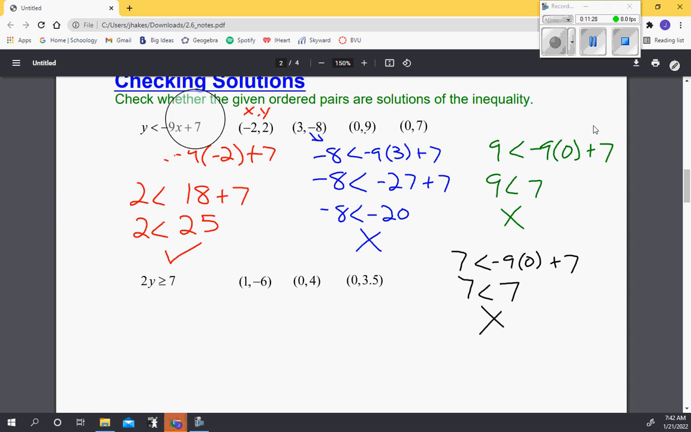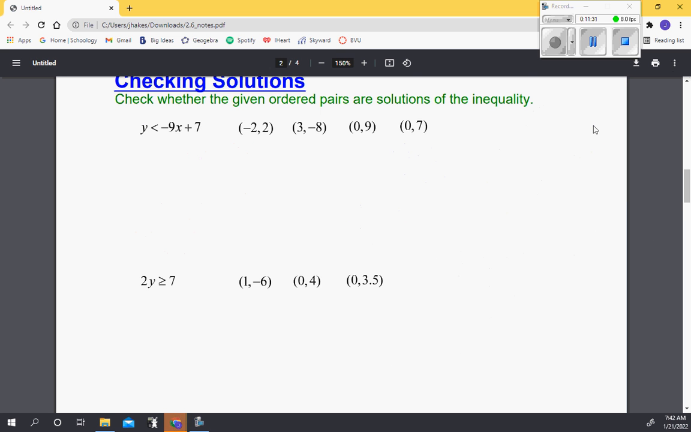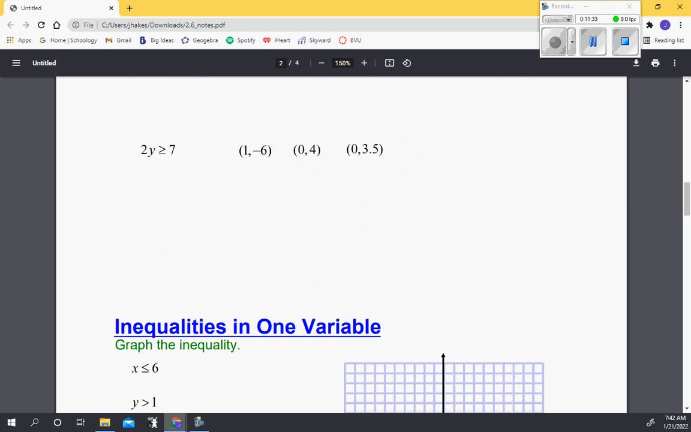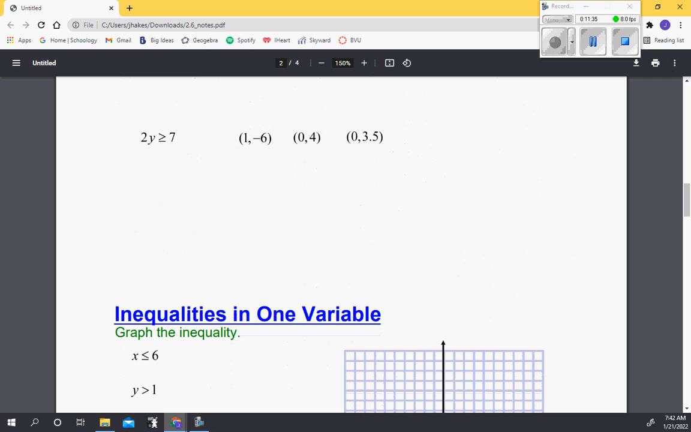All right. Moving on to the next one. This one is a little different. If you look at our equation, 2y is greater than or equal to 7. We don't have an x variable. So when we plug in our point, the first one, x comma y, if we don't have an x variable, we're not going to do anything with our x coordinate. We're not going to do anything with the 1. The other thing we care about is this negative 6. And we're going to put that into y.